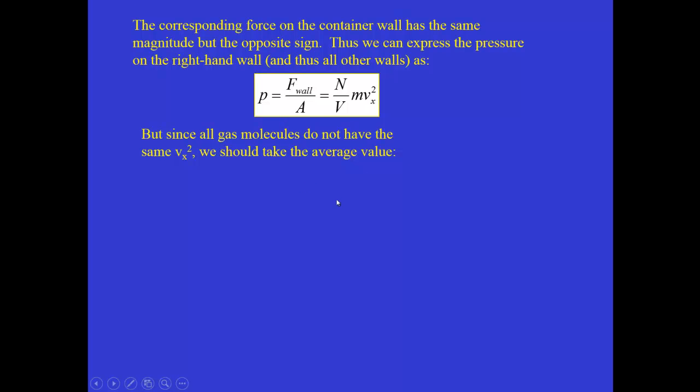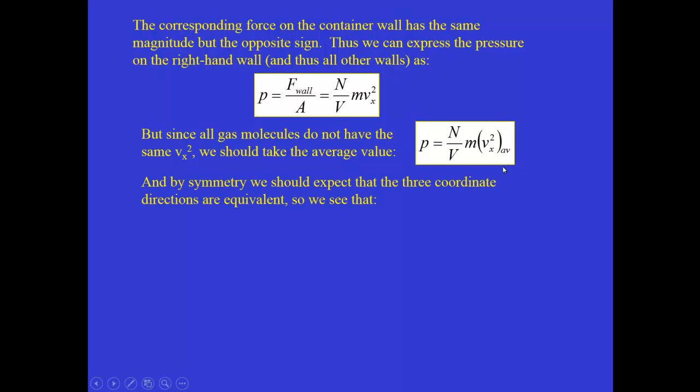average value of the square of the velocity along the x direction. So we'll put parentheses around that and just indicate that what we really want is the average. But that's kind of an awkward expression. So we would much rather try to write it down in terms of the average of the square of the speeds of the gas molecules.